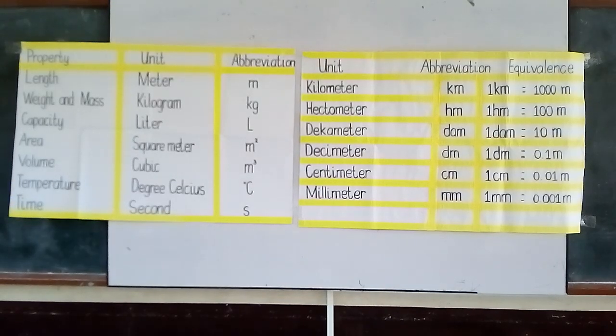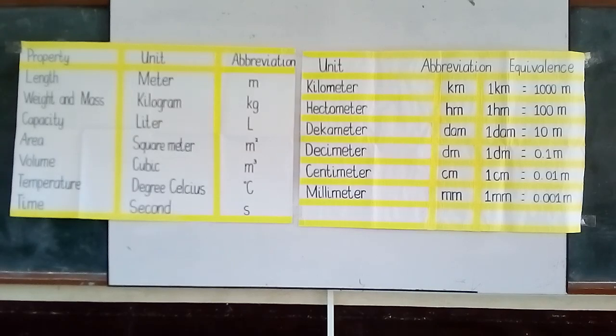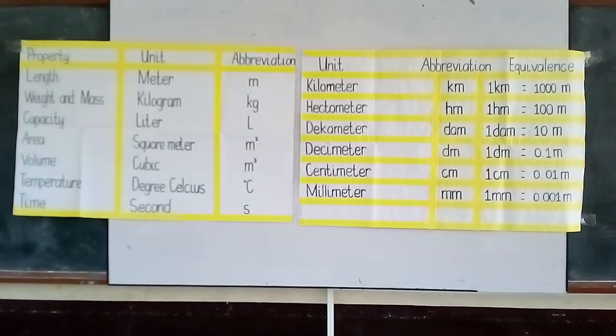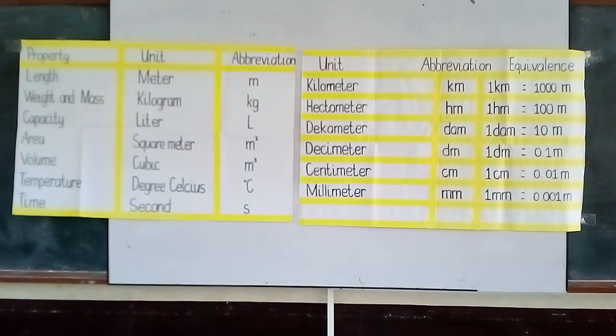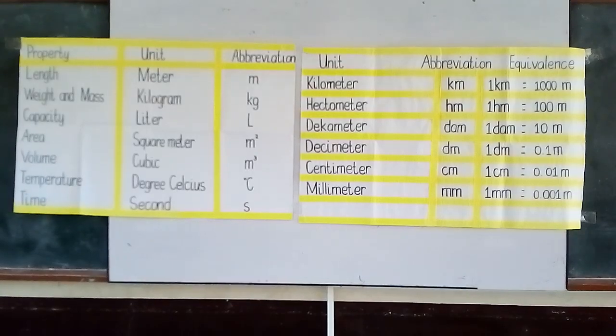Next is the basic conversion for the metric system. 1 kilometer is equal to 1,000 meters, 1 hectometer is equal to 100 meters, 1 decameter is equal to 10 meters, 1 decimeter is equal to 0.1 meter, 1 centimeter is 0.01 meter, and 1 millimeter is equal to 0.001 meter.